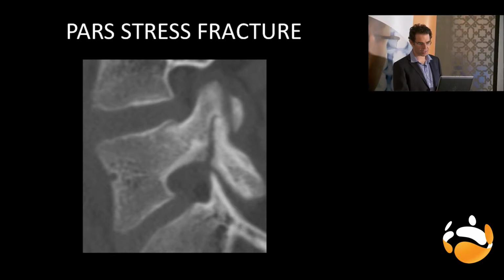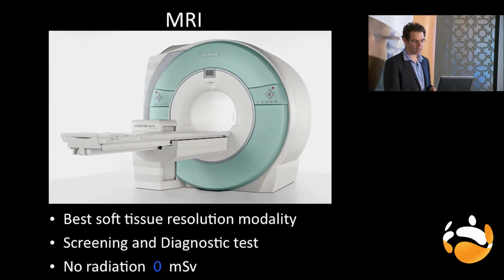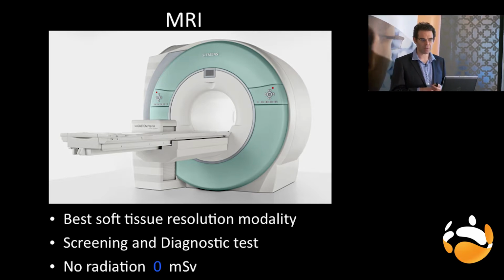You can see here on CT we've got this fracture passing up through the pars. Now traditionally we would do X-ray, but X-ray is a very late modality to pick this up, and usually there's an established chronic complete fracture and a complete defect. But what we want to do is try to pick these up early.